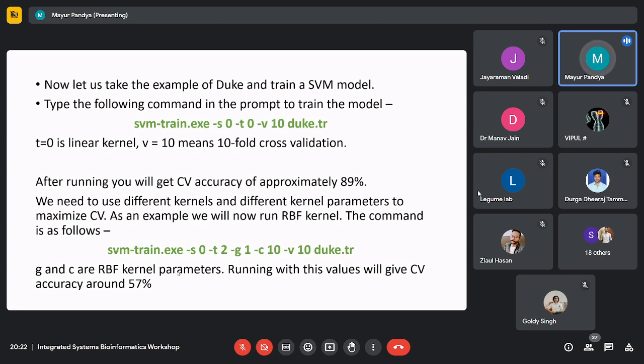Now, like we experimented with different kernels over here. Say, for example, if we need to use an RBF kernel, the command changes so that the -t value goes to 2. And then we give a gamma value of -g 1 and the cost factor is 10. But over here, it is observed that the accuracy drops drastically to 57%.